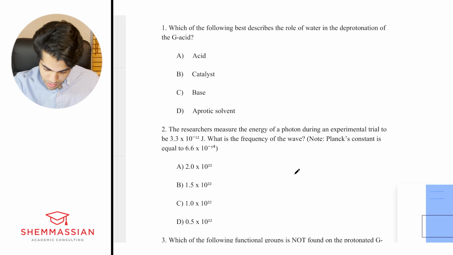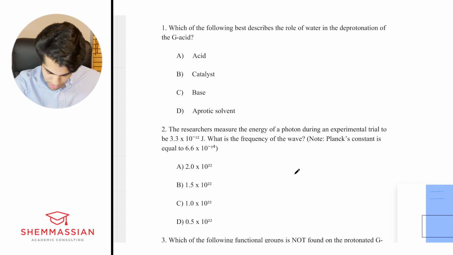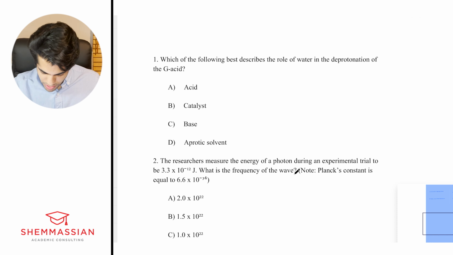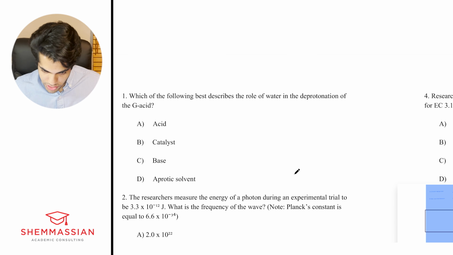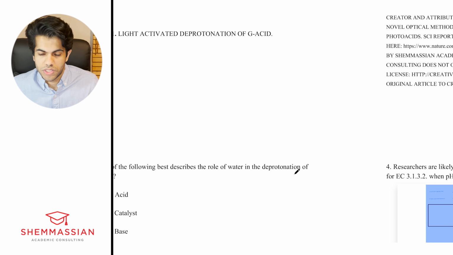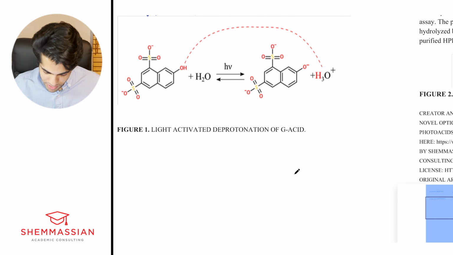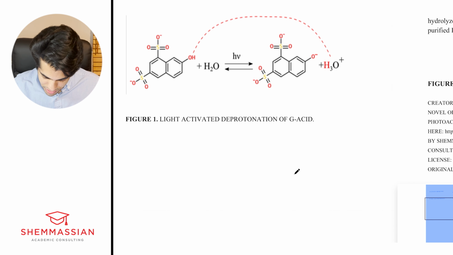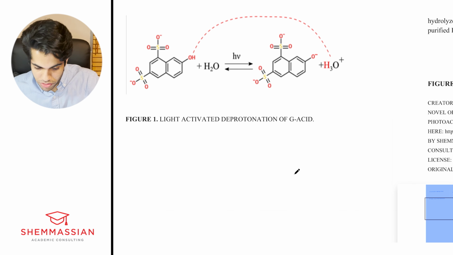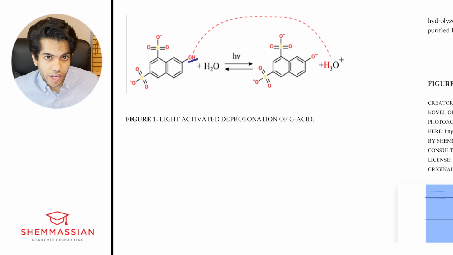All right, so for this, I say we look at that first figure that we were given. Let's see, where was it at? Right here. And this is where they talk about that G acid, and now they're asking us what's the role of water in this deprotonation. Well, if we see, what's happening is that we have this alcohol group, and the hydrogen is being donated to this water, so we get this H3O+. So essentially, the G acid is donating a hydrogen.